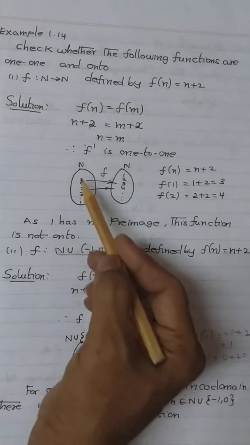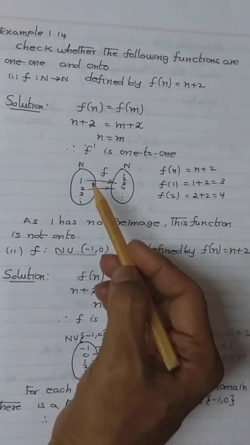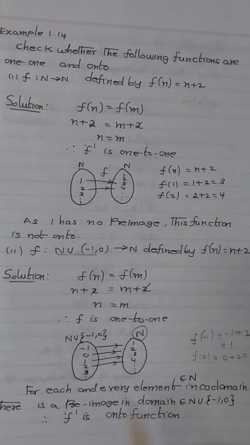Previously you did not have that -1, 0. Understand? In the previous set there is no -1, 0. That's why it is not onto. But here they included them. So if you include -1, 0, then each and every element in codomain possesses pre-images in domain. You understand, student? That's why now it becomes an onto function. But in the first case it is not an onto function.